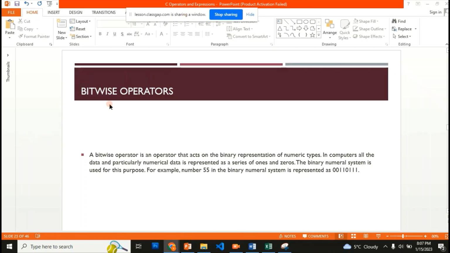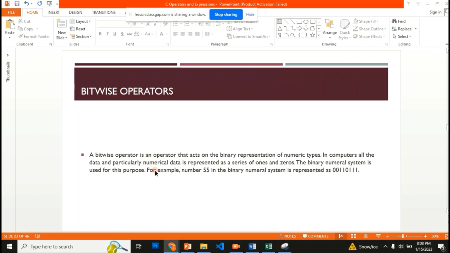Okay, then there is another kind of operator which is called bitwise operator. A bitwise operator is an operator that acts on the binary representation of numeric types. In computers, all the data, and particularly numerical data, is represented as a series of ones and zeros. The binary numeral system is used for this purpose. For example, number 55 in the binary numeral system is represented as 00110111.